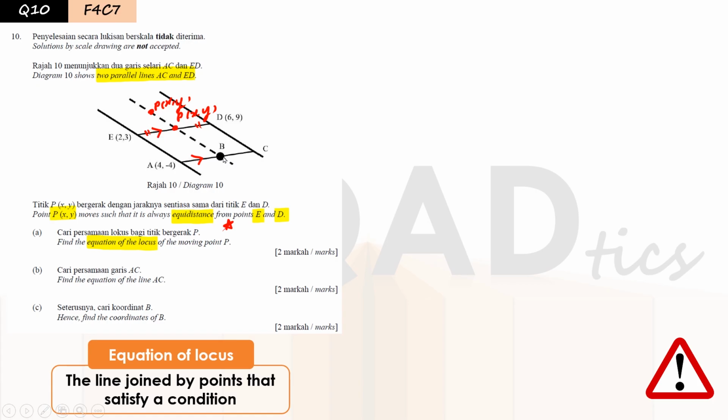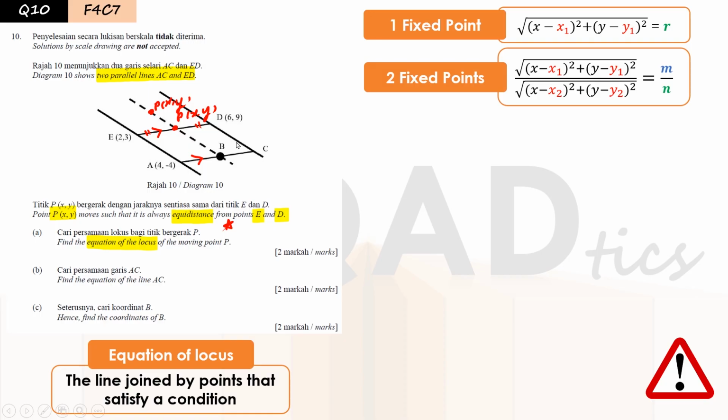But how do we do that? So if you recall, for equation of locus, there are 2 formulas, right? And it depends on how many fixed points we have. So in this example, we have 2 points, E and D. So we are going to use this formula, right? But as you can see, this formula, I would say it's a bit confusing and I don't recommend students to memorize it. I want students to understand it so you can apply it anywhere when you want to use. Okay, so let's understand this formula first.